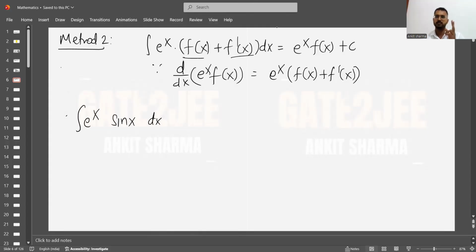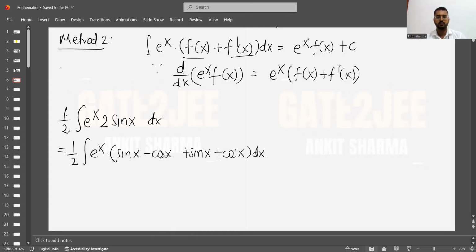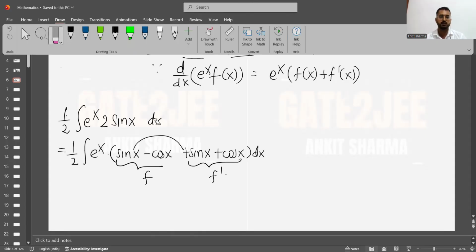The derivative of sine x is actually cos x. But if I add plus cos x, I have to do minus cos x also. So for that, I need to have 2 sine x here. So in that case, what can be done is the integral of e power x, and for this sine x, I would be writing sine x and then plus sine x. And then minus cos x and then plus cos x. If I look at this, this is my function f, and here is the derivative f dash. The derivative of sine is cos, and minus cos is plus sine.